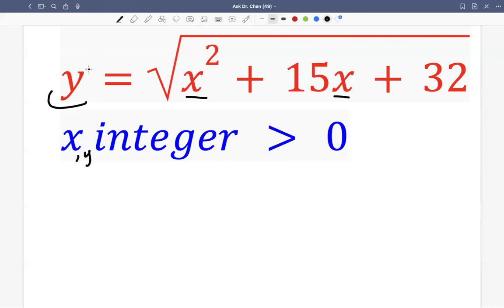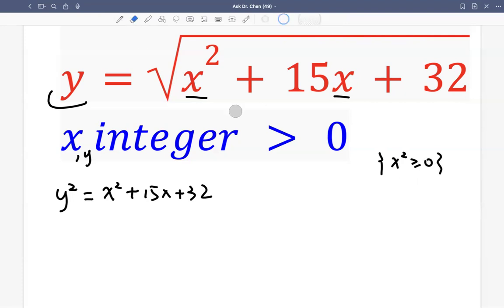First, let's square both sides. When we square both sides, we get rid of the square root sign. So we get y squared equal to x squared plus 15x plus 32. Now we want to use the property of real numbers. We want to solve x, y in integers with real numbers. For real numbers, anything squared has to be at least 0. So we want to use this property in real numbers.